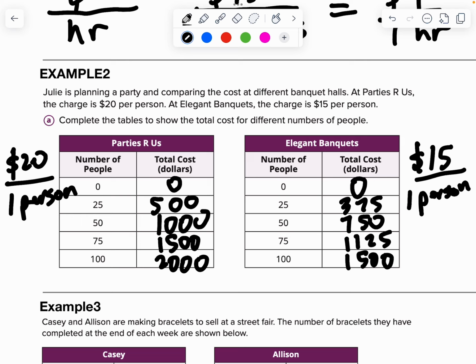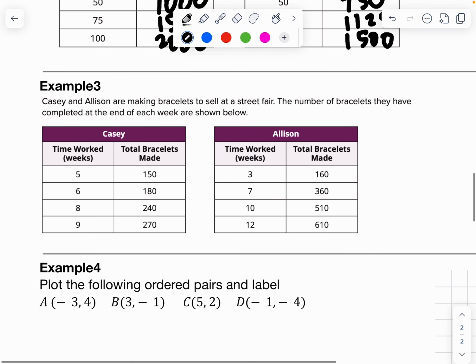So a table like this would allow us to begin comparing. All right, if I go to Eloquent Banquets, I say $500 if I'm inviting 100 people. All right, now here we have a table that's already made, and it's trying to ask us, how many bracelets does Casey make per hour, and how many bracelets does Allison make per hour? Okay, and are they consistent?